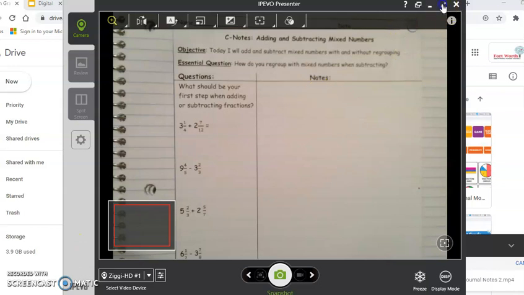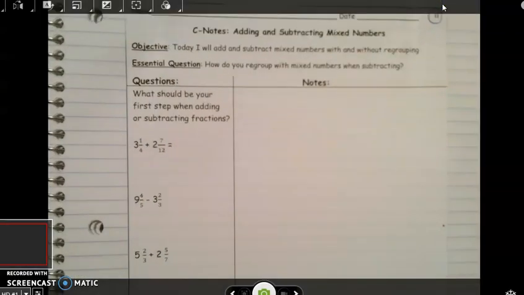Hey everyone, we are going to do our first set of C notes for the year, okay? So if you have Avid, you can use these in your Avid class. This says, today I will add and subtract mixed numbers with and without regrouping. Essential question is, how do you regroup with mixed numbers when subtracting? So we've done that, but we're definitely going to review it.